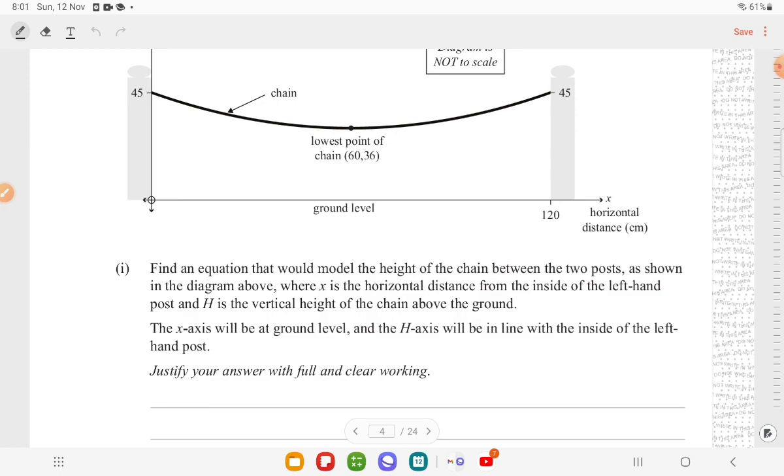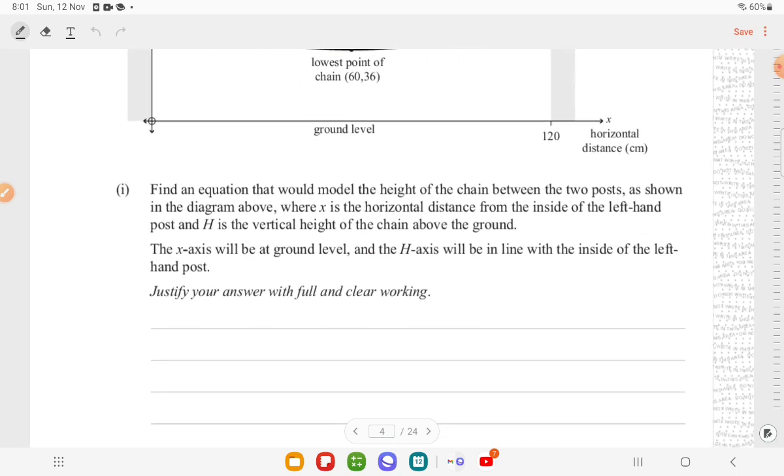above, where x is the horizontal distance from the inside of the left-hand post and h is the vertical height of the chain above the ground. The x-axis will be ground level, and the h-axis will be in line with the inside of the left-hand post.